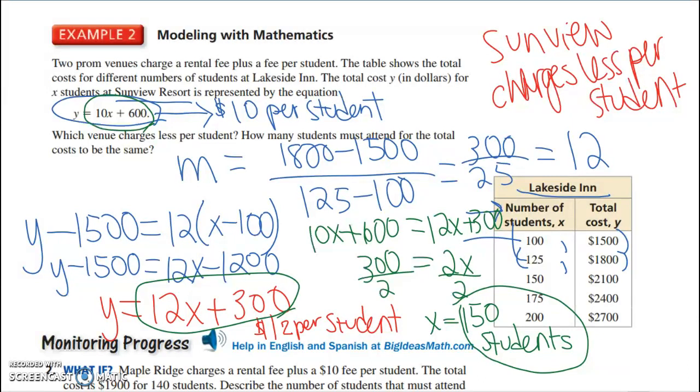Now think, if there were 200 students going to the prom, which venue would cost less? The Sunview Resort, this equation here, or the Lakeside Inn? If 200 students went to prom, which venue would be less?